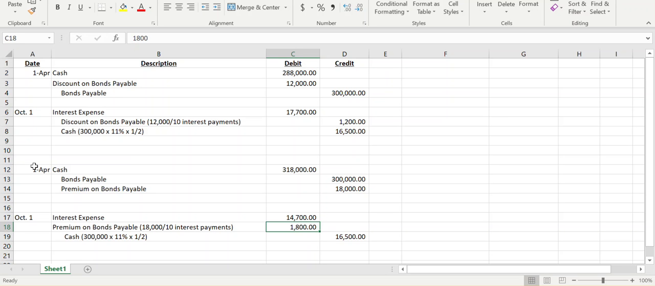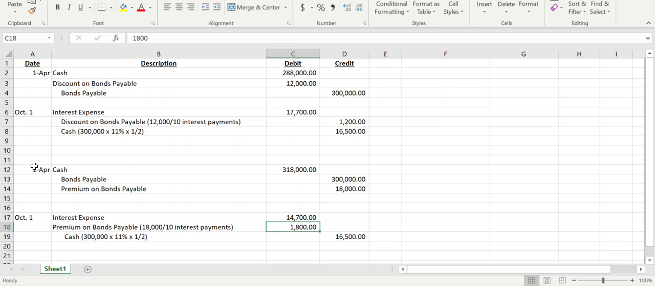Remember, we're recording less interest expense when it's a premium because we're going to be paying them less in a lump sum at the end of that 5 years. We're only going to pay them $300,000 when they gave us $318,000 to start.